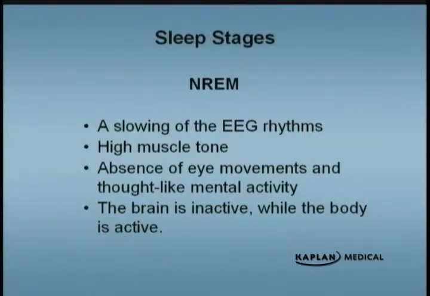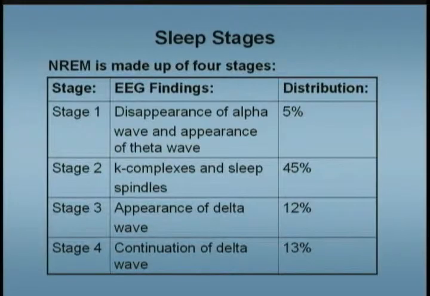So when you look at the non-REM characteristics, what you're going to find is a slowing of the EEG, a lot of muscle tone, no eye movements, and basically no thought-like mental activity. So in the non-REM brain, the brain is inactive, but the body is very active. The non-REM stages are divided into four. So you have stages 1, 2, 3, and 4.